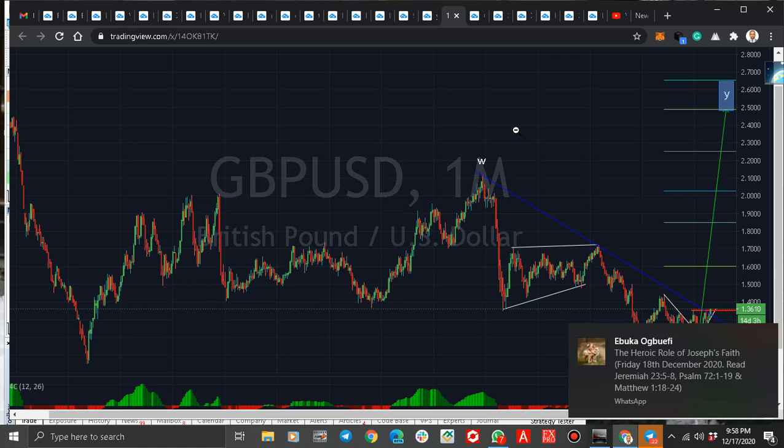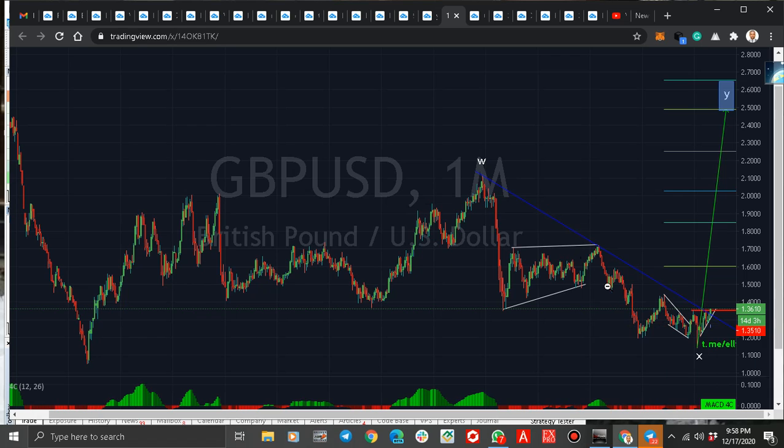This is with W, with X have terminated here. This type of candle is a very strong candle. So once we close above here, know it that we are going all the way to this area.